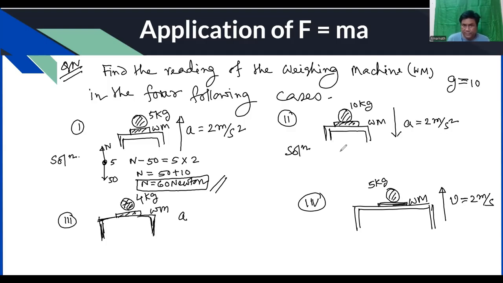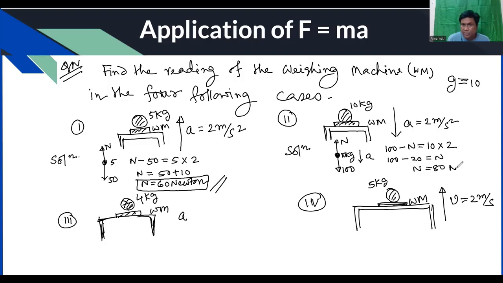In the second question, this is 10 kg. So draw the free body diagram. The downward force will be 100, mg. The upward force is the normal reaction. But remember, this time the acceleration is downward. So the downward direction should be taken as positive. It means plus 100 minus normal reaction equal to mass into acceleration. Okay. That we can calculate: 100 minus 20 equal to N. So N equal to 80.